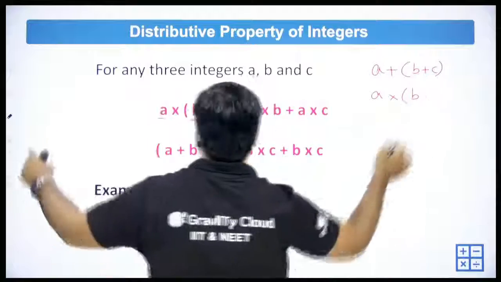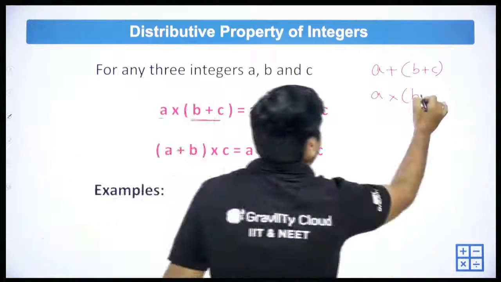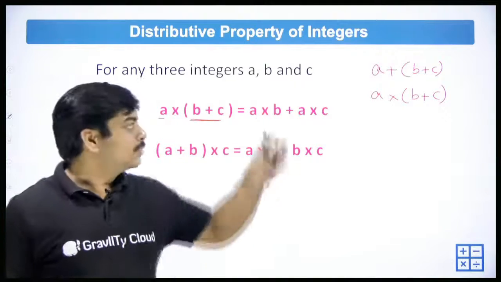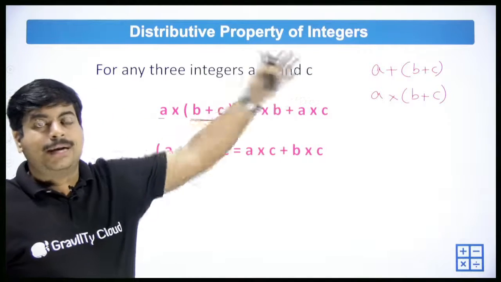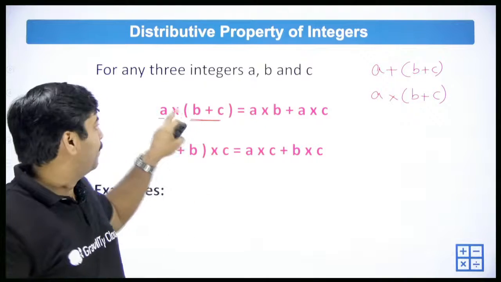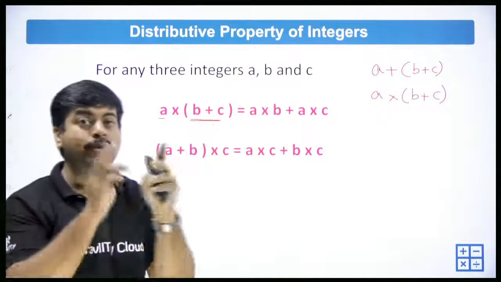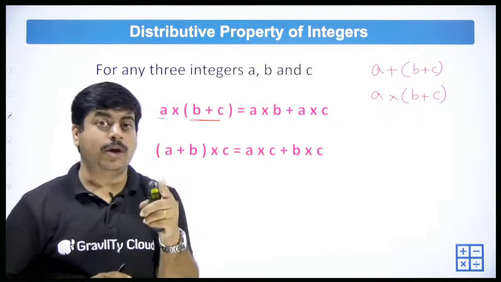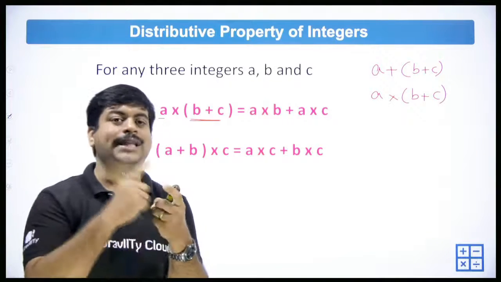Things. You should not confuse between these two. Okay. It is B plus C. In the first case, we are just adding all the three numbers. Associative property we discussed. But now, you are having multiplication as well as addition. Two different operations in the same property. One with the multiplication, one with addition.